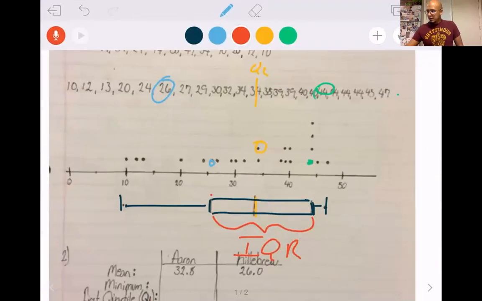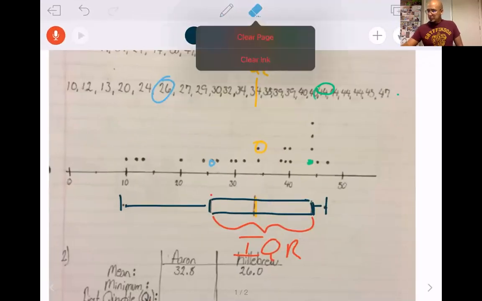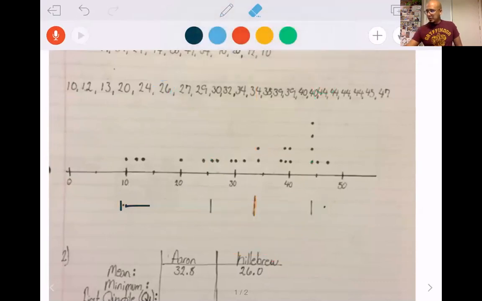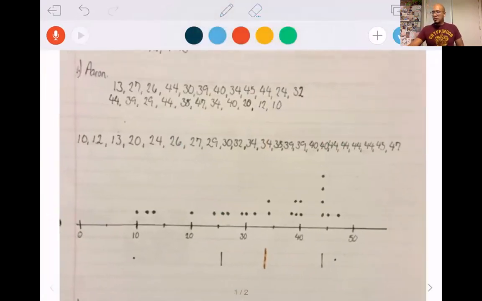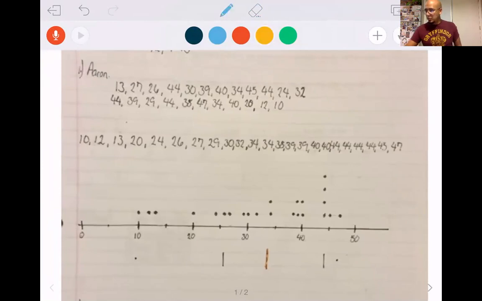Okay. So let me clear this. So we're focusing on Aaron, and we want to know what percentage of years he hit more than 26. All right, so we have our box plot. Q2, Q1, Q3. All right, so remember that from here to here, this is all 25%.